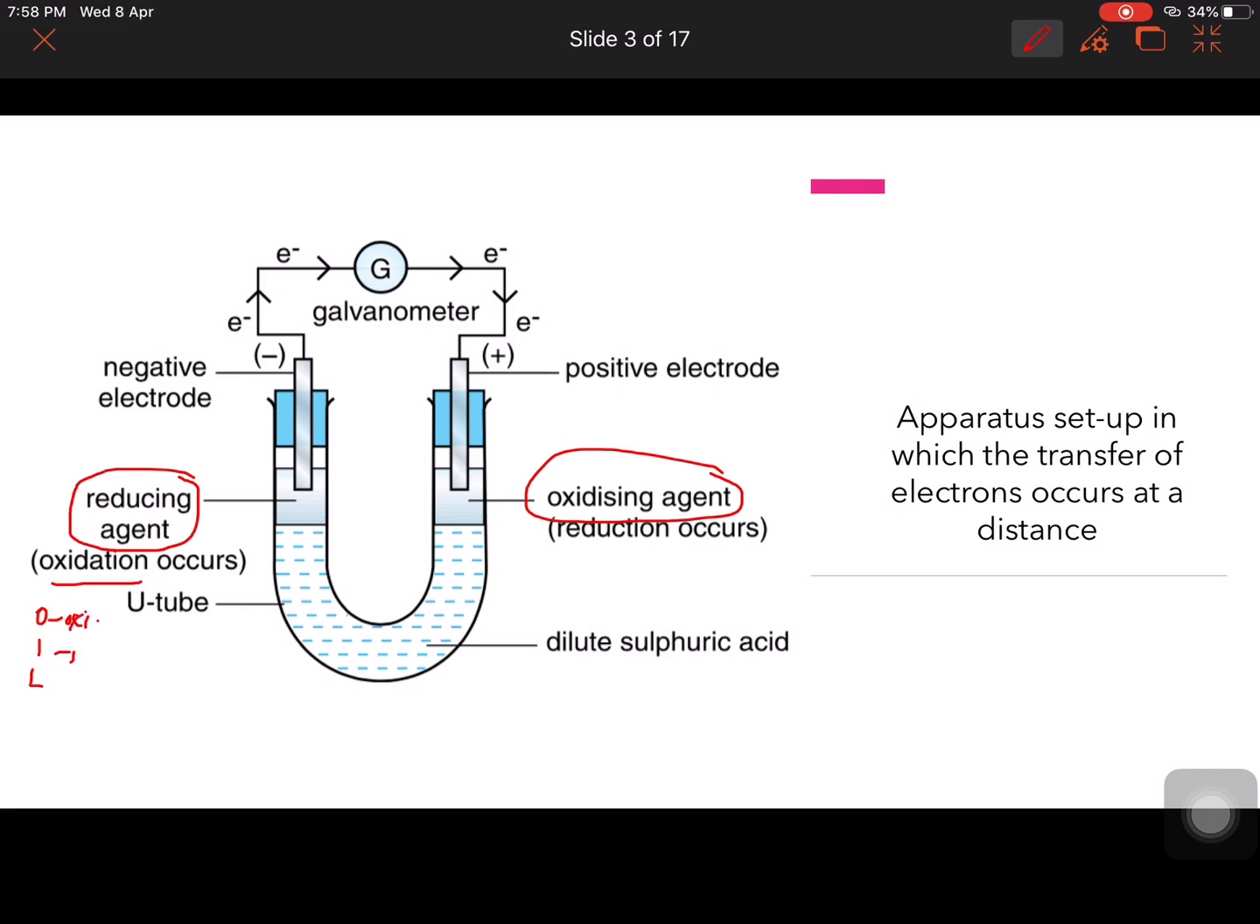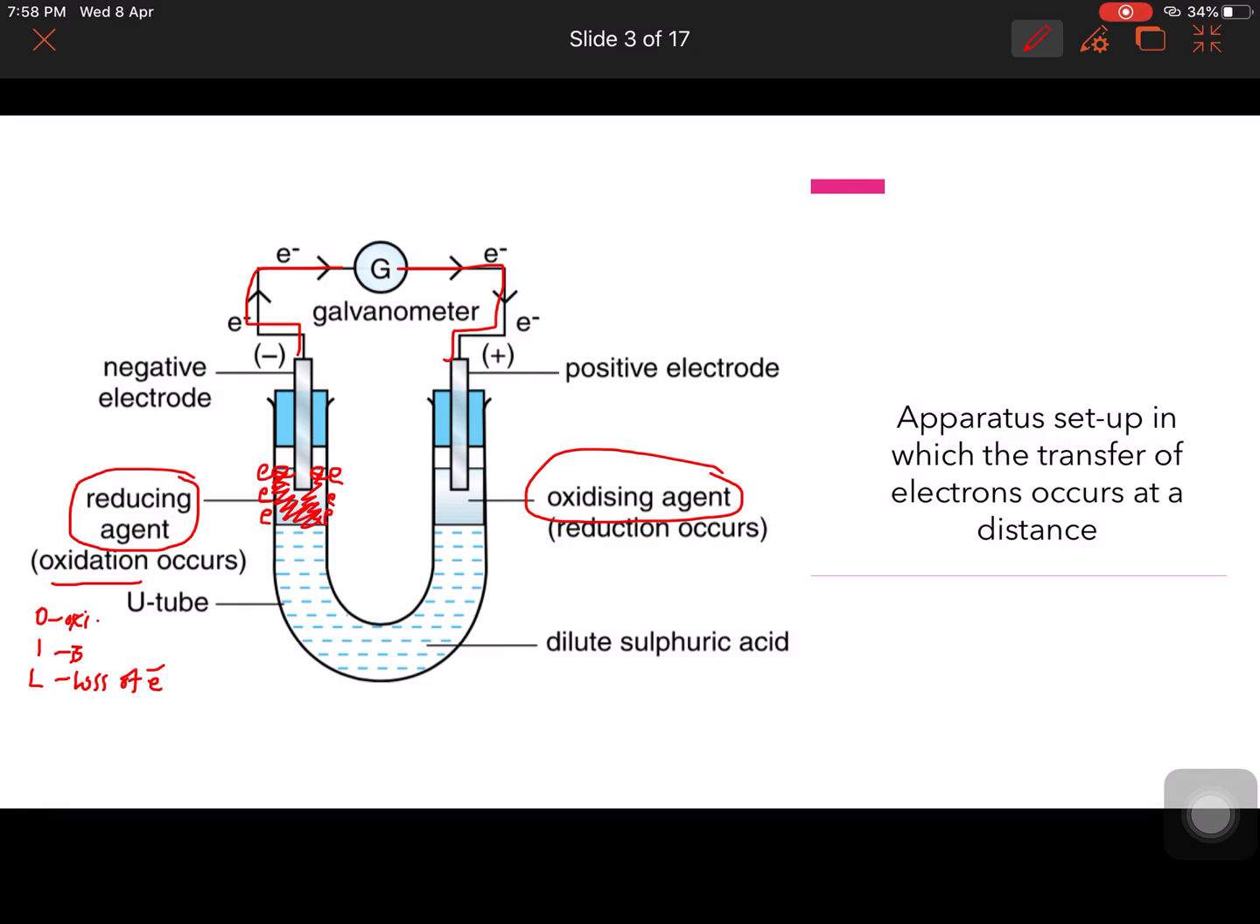Oxidation is loss of electron. Meaning this substance here, this solution here will lose electrons. When it loses electrons, they will accumulate here. There will be a lot of electrons here waiting to be donated. When the electrons have been released, they will move through these connecting wires to the other side, the oxidizing agent.